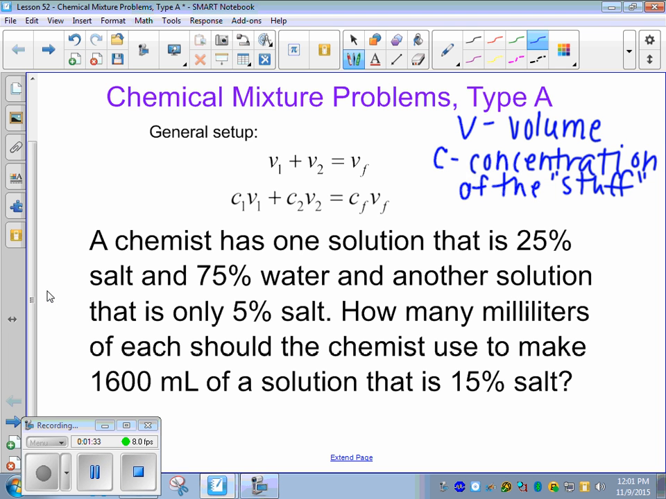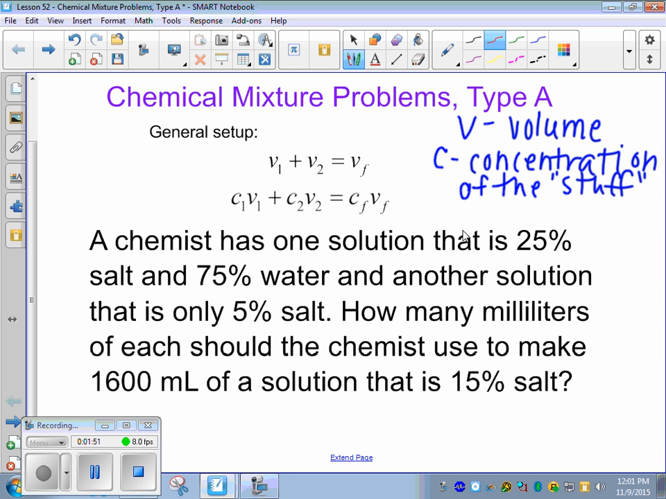Okay. The chemist has one solution that's 25% salt and 75% water, and another solution that's only 5% salt. How many milliliters of each should the chemist use to make 1,600 milliliters of solution that is 15% salt? So really all we need to do for these problems is go through, and we're going to label every little piece, the number piece, what it's going to end up being in our equation.